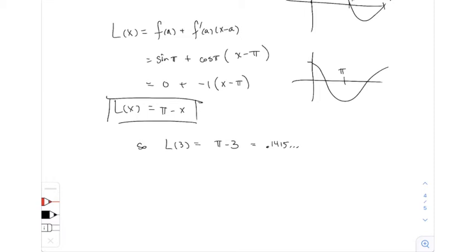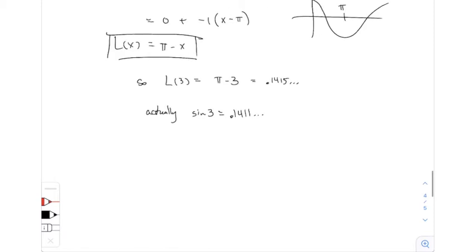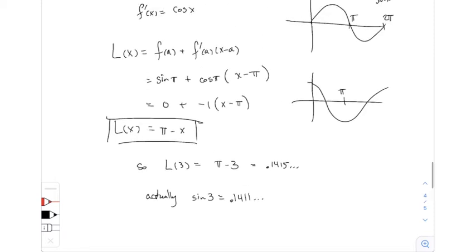As I always do, I plugged that into my calculator. On the calculator, the sine of 3, make sure you're using radians, is 0.1411 something something. So again, quite close to the actual value of the sine of 3. Are there any questions about that one? That's the end of this problem.